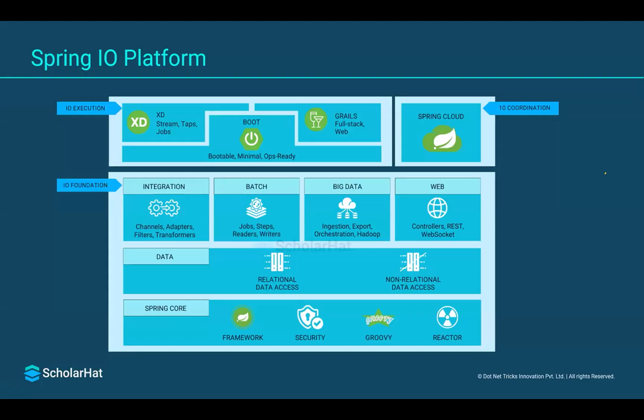Like Spring Redis is for Redis. Spring Kafka is for using with Kafka, correct? Spring ActiveMQ is used for connecting with ActiveMQ and so on. Within the data world, we have relational RDBMS and non-relational classes for NoSQL. In the Spring core, if you see, framework, security, Groovy, and Reactor are there, correct? So if you see, the Spring Boot can use any of these modules.